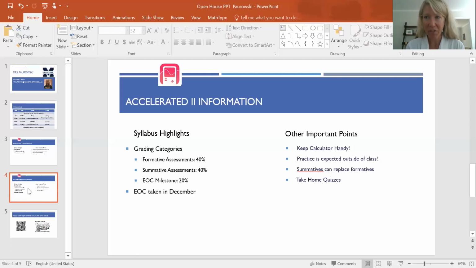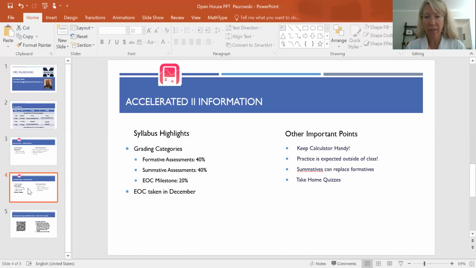One thing I like to mention to Accelerated 2 parents, because usually the students are in 9th or 10th grade, is that when you take a summative test, that's a unit test, that can replace a formative. So a formative is a quiz or just a take it out the door or something like that. And when you take your summative test, you can replace your lowest quiz grade. So I always go in and I take their summative test and I replace their lowest quiz.